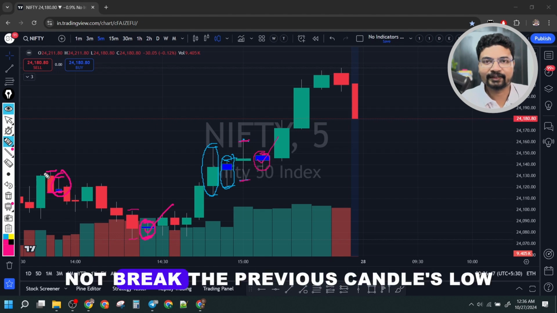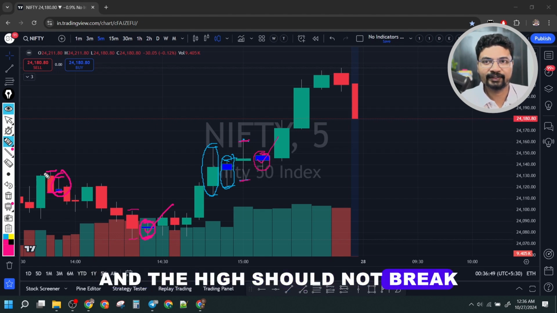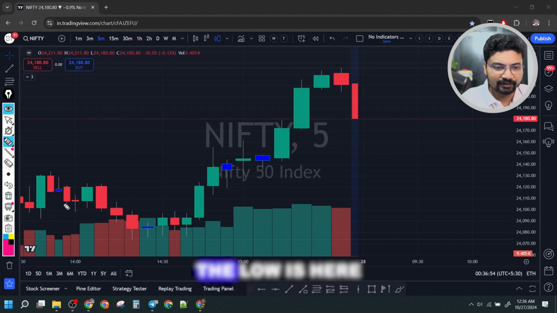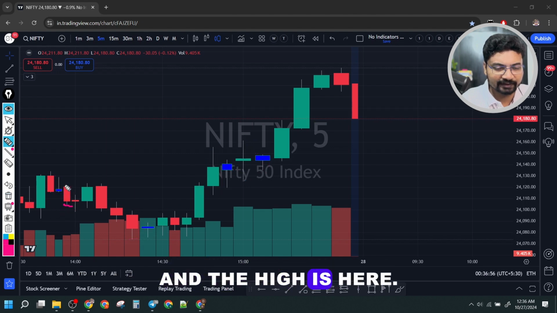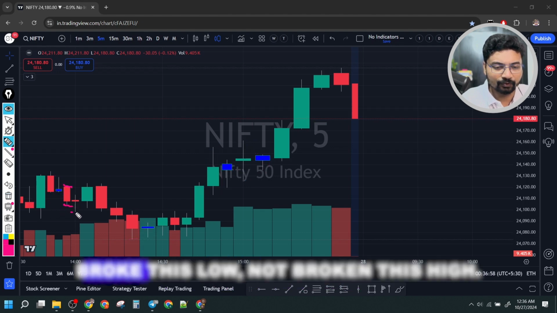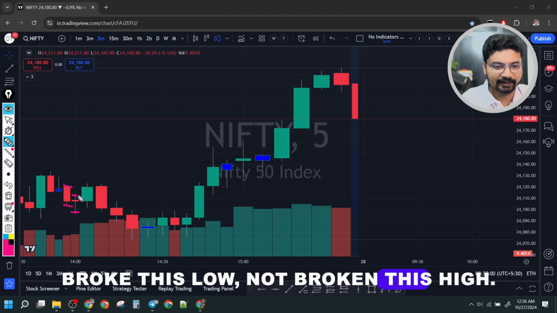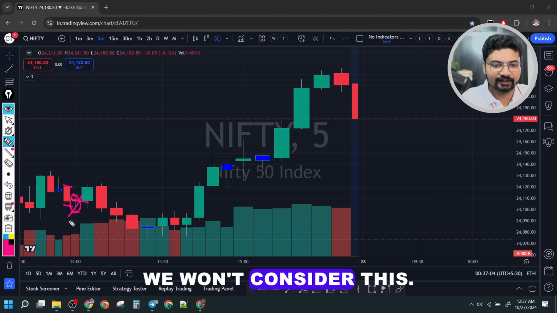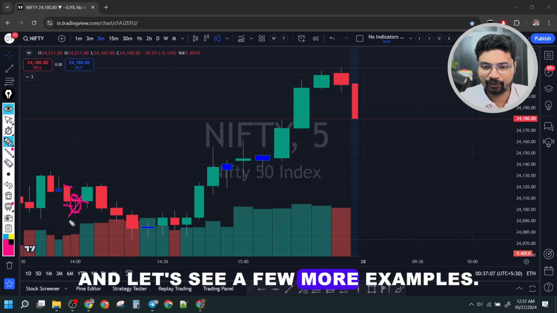The low should not break the previous candle's low and the high should not break the previous candle's high. For example, let's see here. The low is here and the high is here. This candle broke this low, though not this high. This is not a valid candle for an inside bar. We won't consider this. And let's see a few more examples.